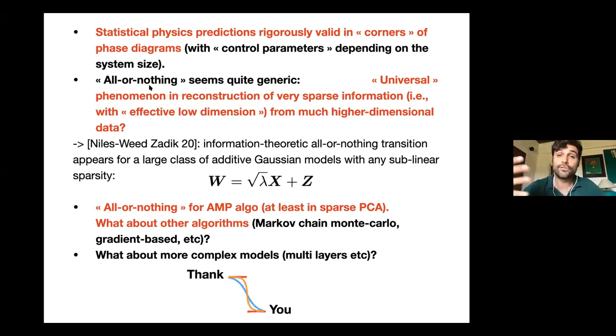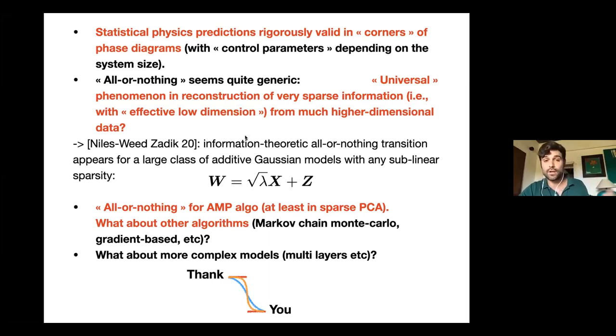This all or nothing phenomenon seems extremely universal, at least in the models that we considered, universal in the reconstruction of very sparse information, that is information with an effective low dimension with respect to the ambient dimension of the data. How generic it is, I think it's an extremely interesting question.